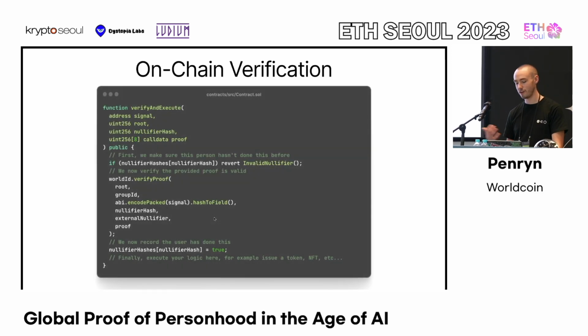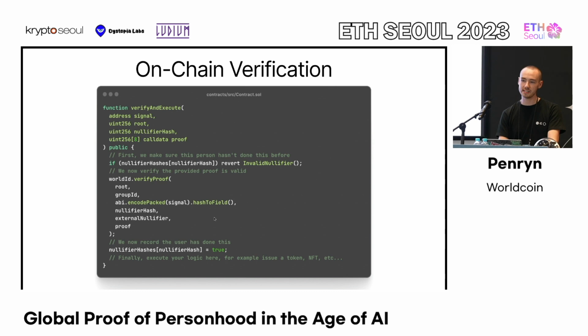And then to actually verify that proof, you call the verify proof function on our smart contract. You pass the Merkle root, the group ID, which will be 0 if you want to check if a user is phone verified, or 1 if you want to check if a user is orb verified. You give it the encoded and hashed signal if you want to. If you aren't looking to use a signal, you can leave that as an empty string. You give it the nullifier hash, the external nullifier, and the proof. And then it will revert if any part of that doesn't validate properly.